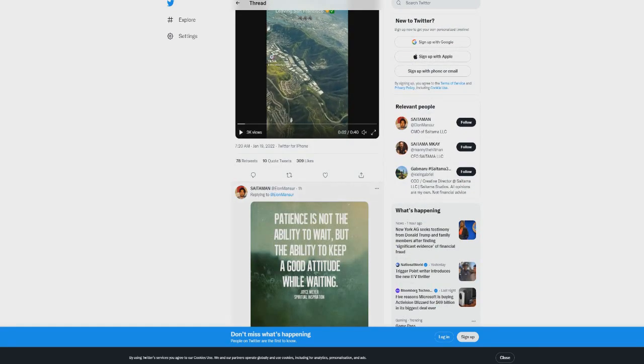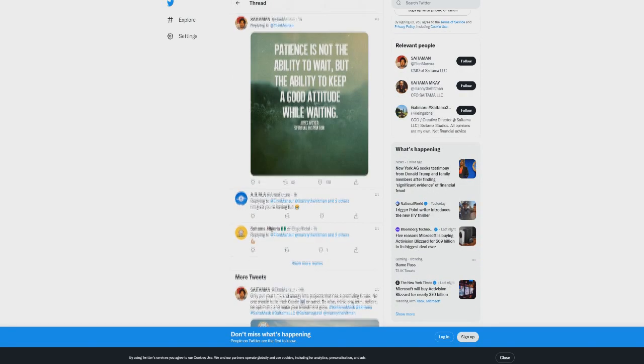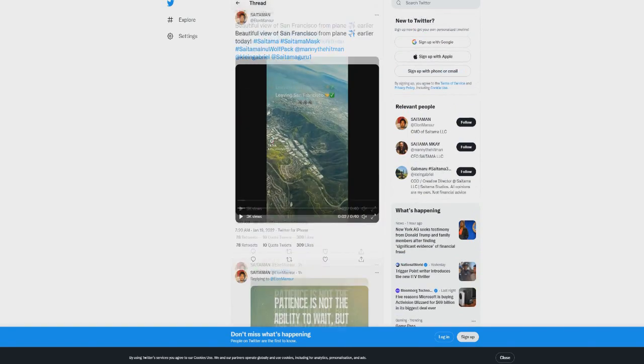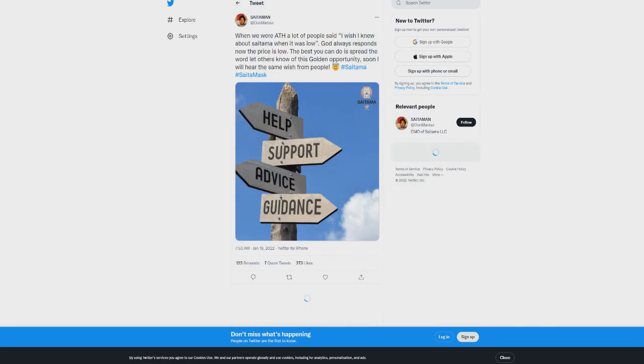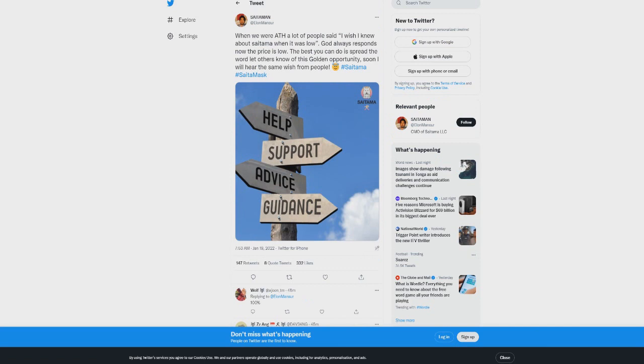It says patience is not the ability to wait, but the ability to keep a good attitude while waiting. And also showing a bunch of various other tweets, talking about how an all-time high may be coming. When we were at all-time high, a lot of people said, I wish I knew about Saitama when it was low. God always responds, now the price is low. The best you can do is spread the word, let others know this golden opportunity. Soon I will hear the same wish from people.